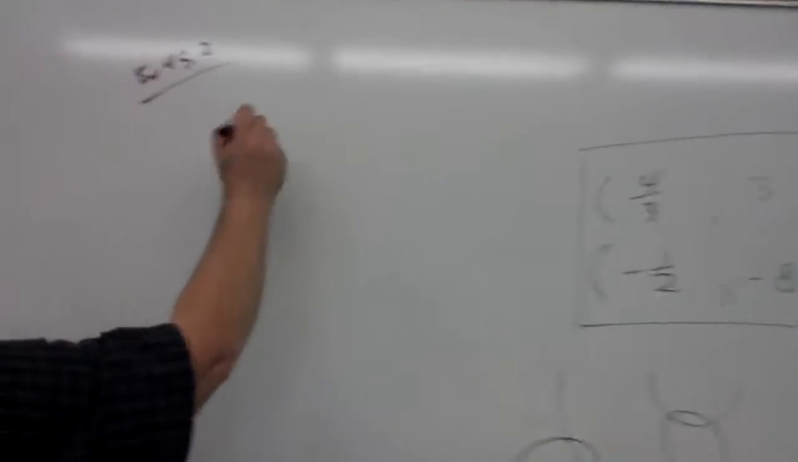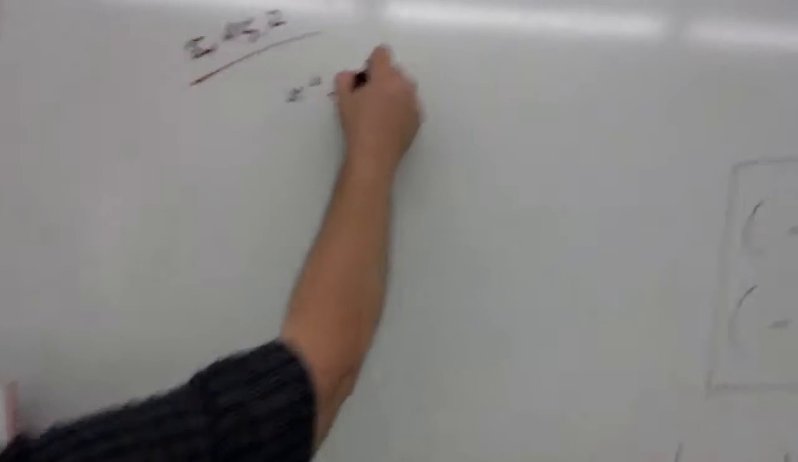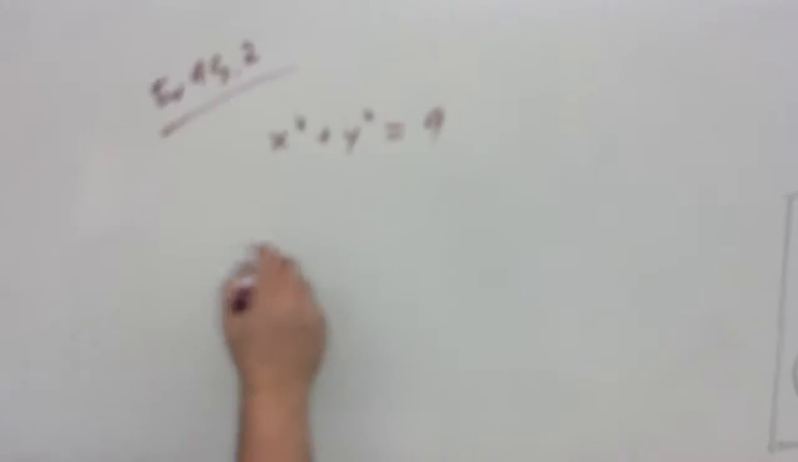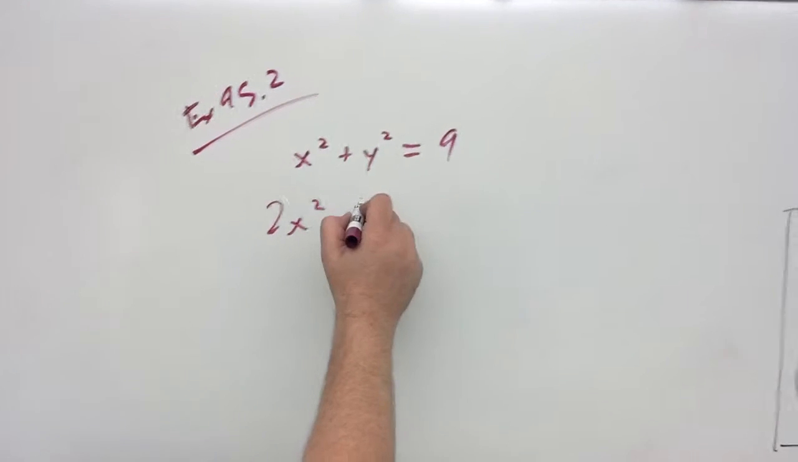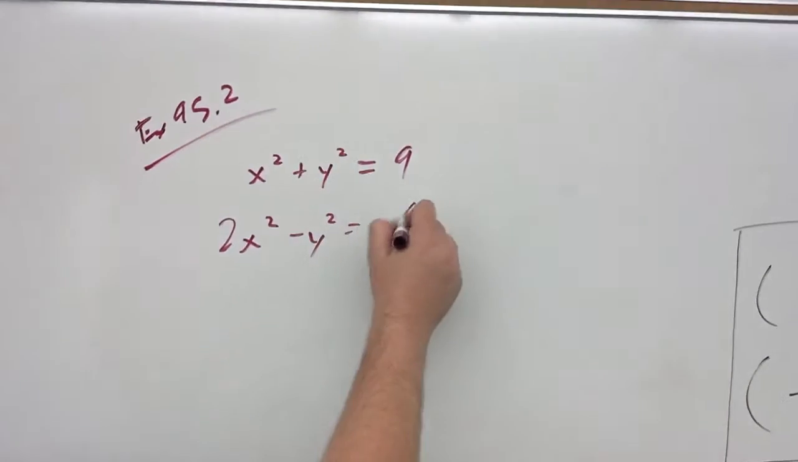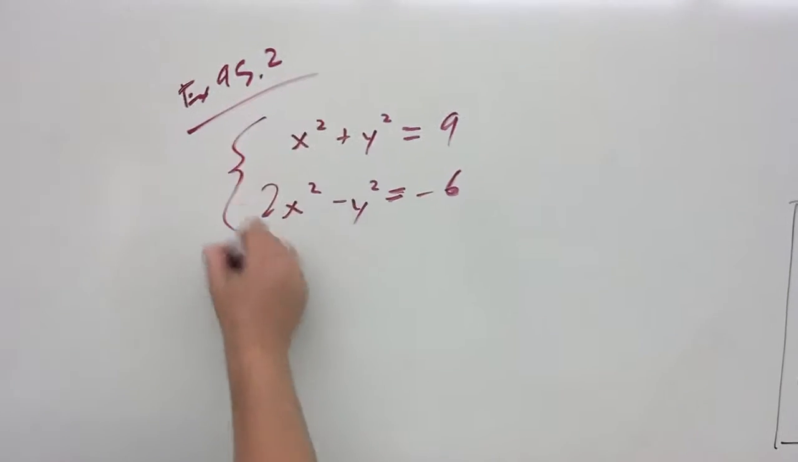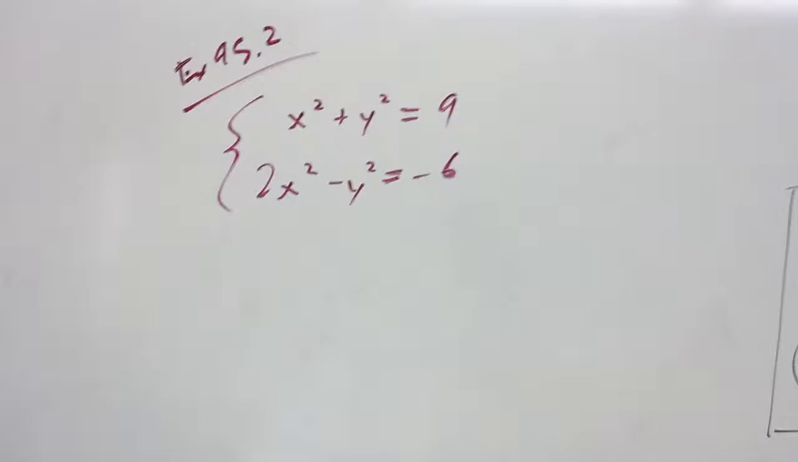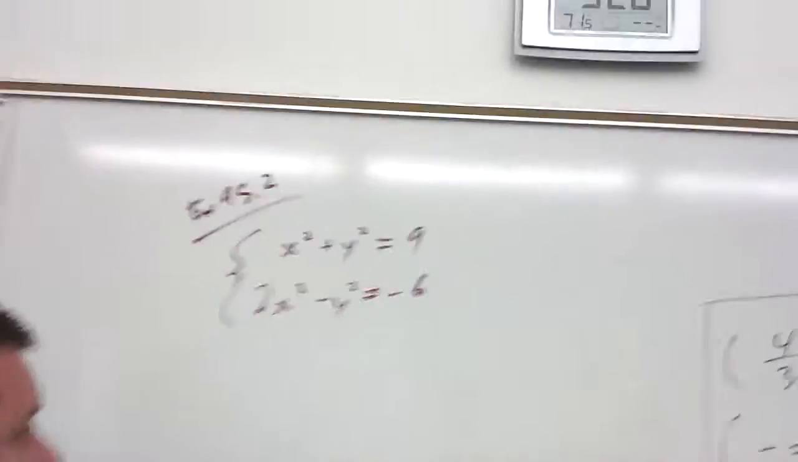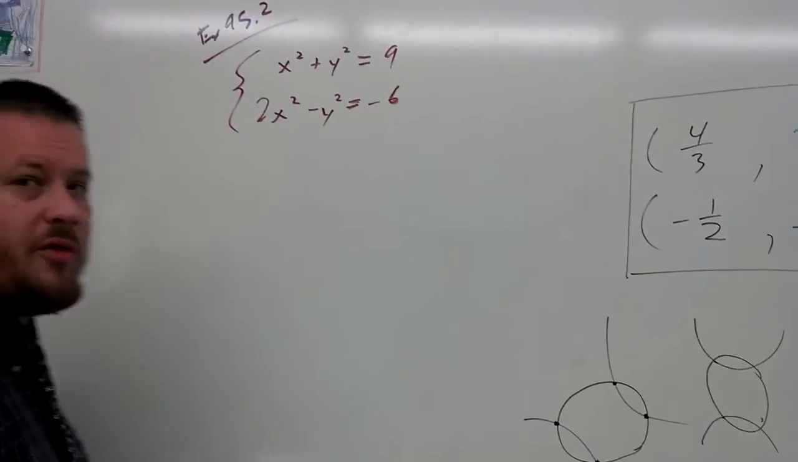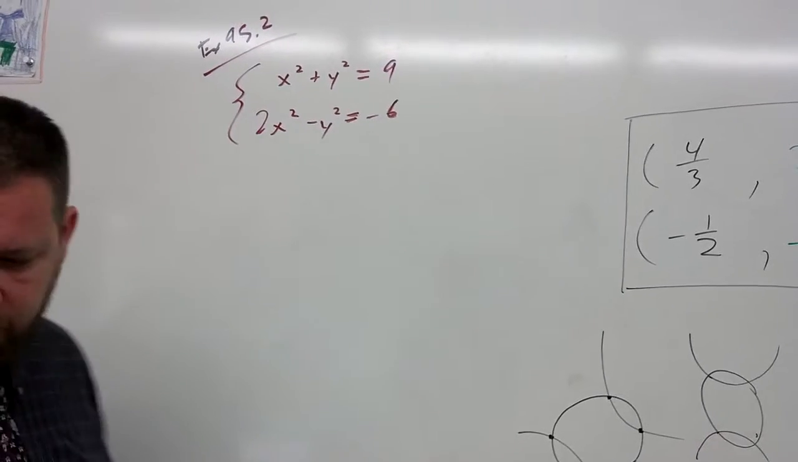So 95.2: if we have x squared plus y squared equals 9, that's a circle. 2x squared minus y squared equals negative 6. This is a hyperbola. I don't specifically expect you to know that, but just be aware that we're not talking about lines, so there's probably going to be more than one place where they cross.